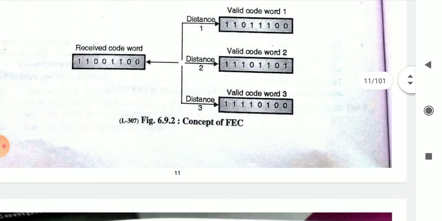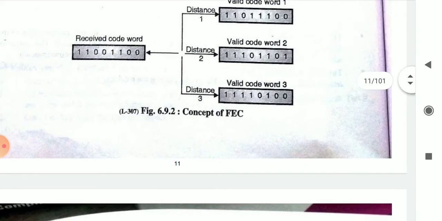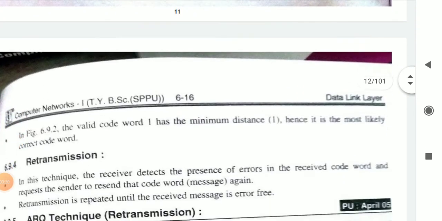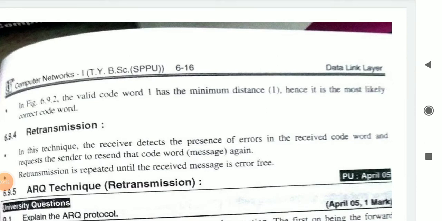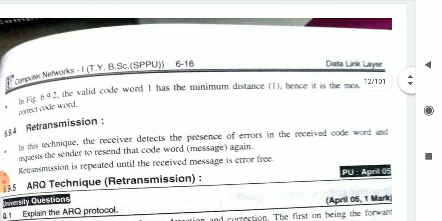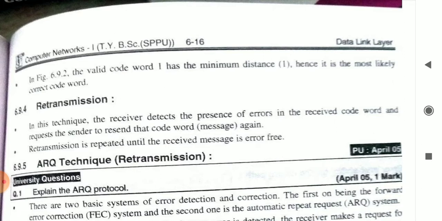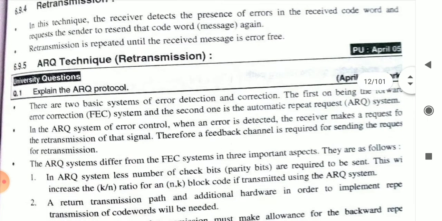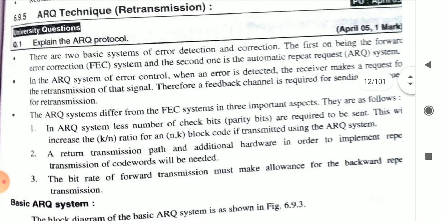Forward error correction gives a, we have to choose the nearest. In retransmission, the receiver detects the presence of error in the received code words and requests the sender to resend that code word message again. Retransmission is repeated until the received message is error free. See here, these are the ARQ techniques, retransmissions.